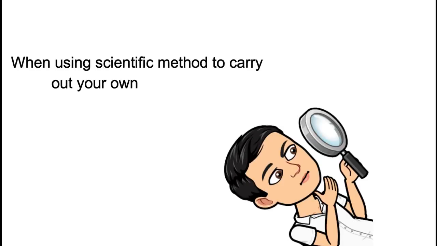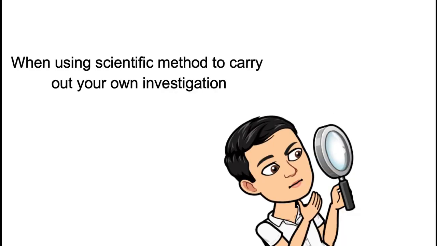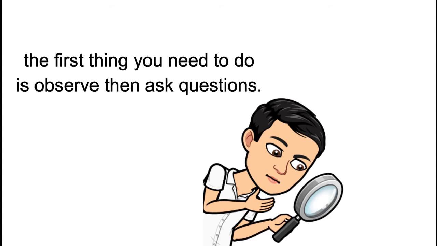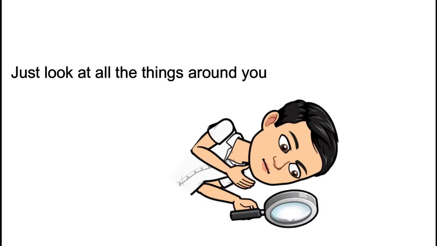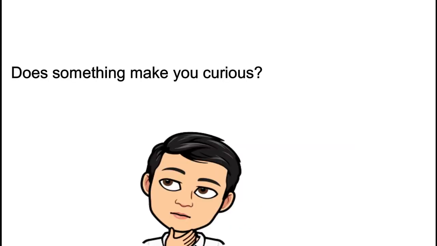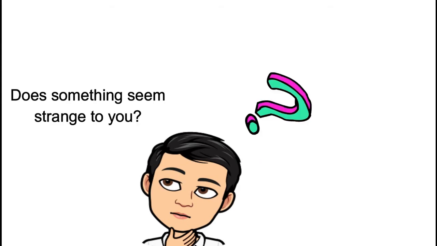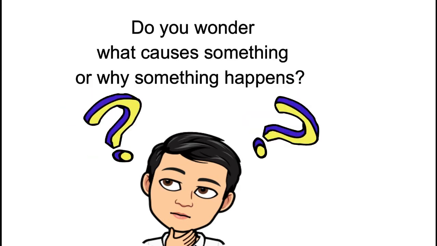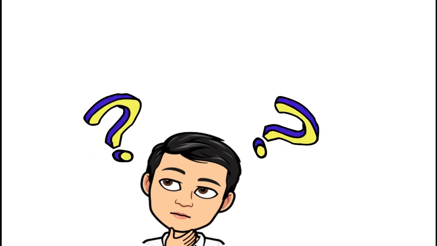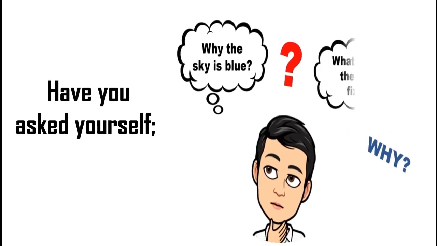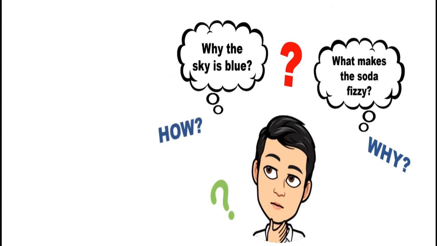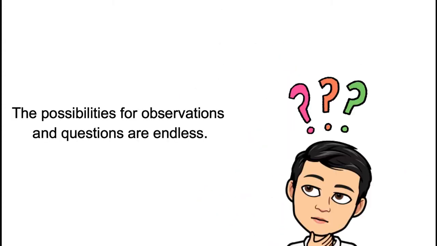When using scientific method to carry out your own investigation, the first thing you need to do is observe, then ask questions. Just look at all the things around you. Does something make you curious? Does something seem strange to you? Do you wonder what causes something or why something happens? Have you asked yourself, why is the sky blue? What makes a soda fizzy? The possibilities for observations and questions are endless.